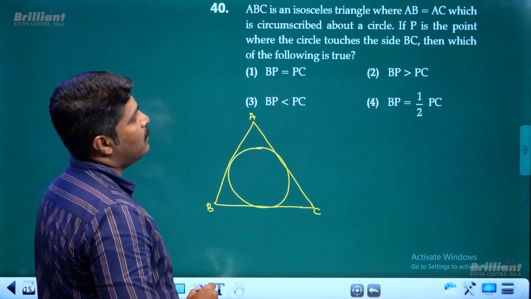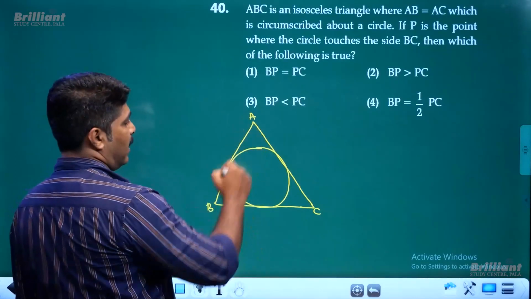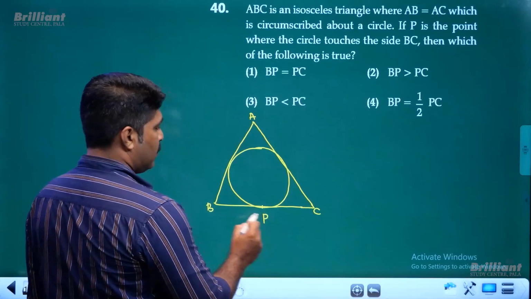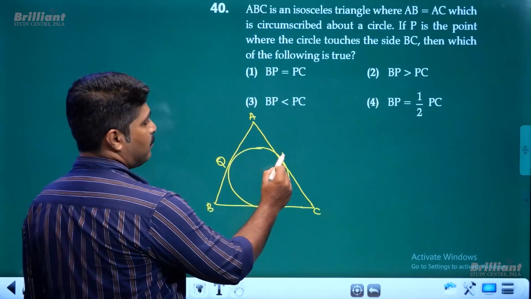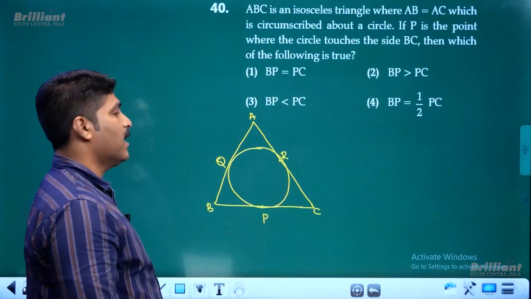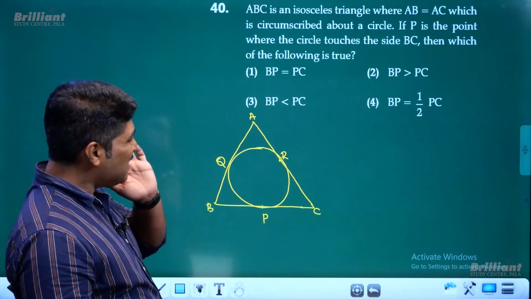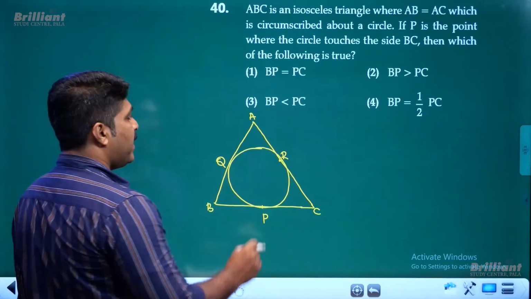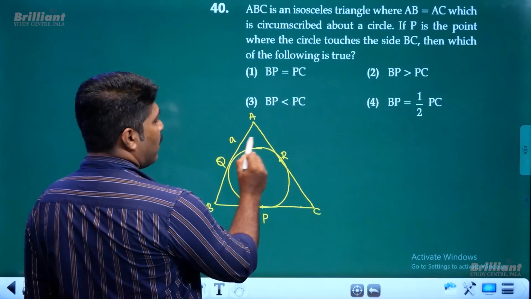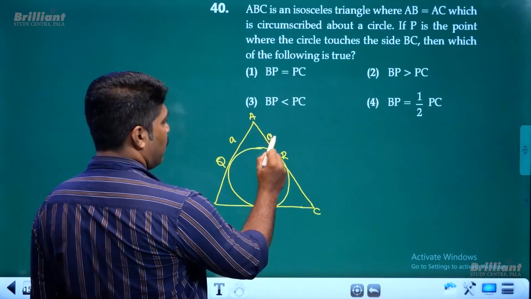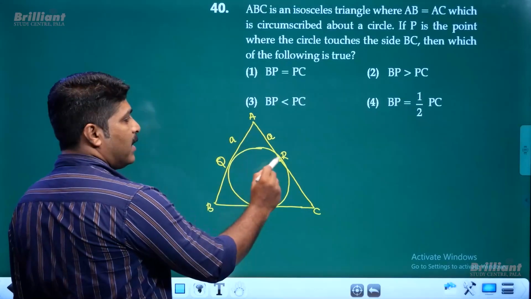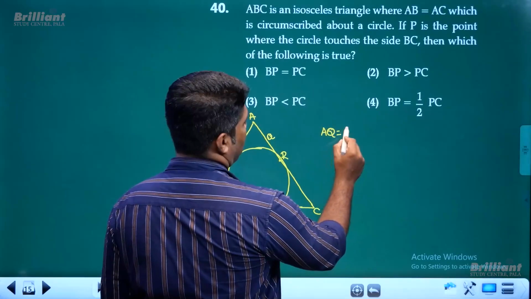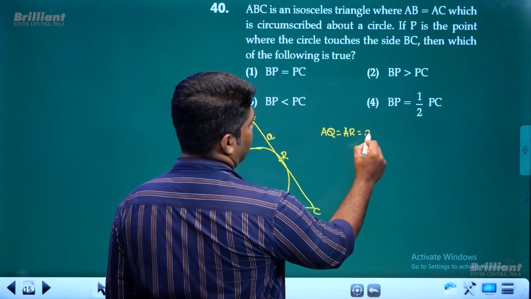This is an isosceles triangle, where AB equal to AC. Here AB equal to AC. And this point is P. So I am writing these points as Q and this point of contact as R. It is given that AB equal to AC. So therefore, here we can write AQ equal to AR. Suppose this AQ equal to A, then AR is also equal to A.